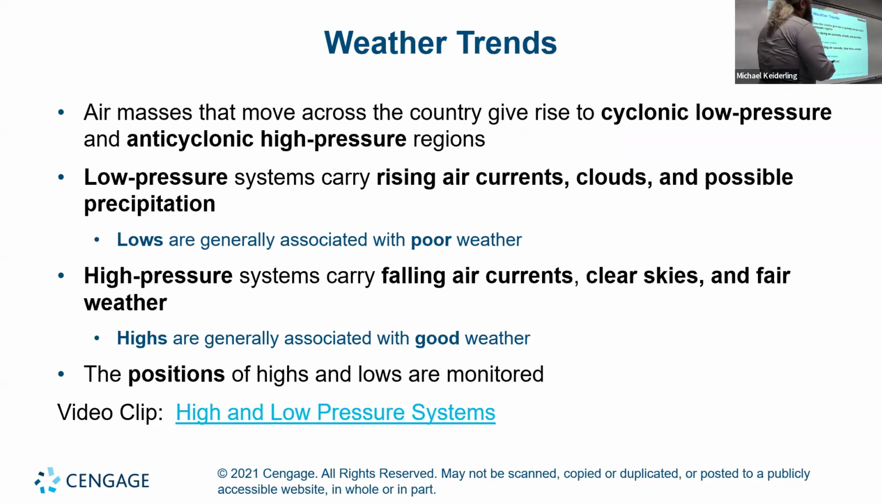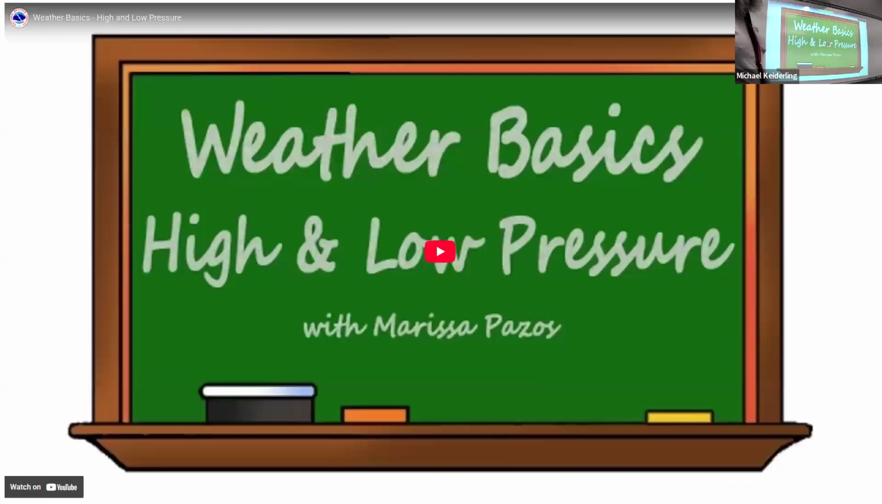So another thing that happens is you get changes in pressure. Air masses that move across the country will give rise to cyclonic low pressure and anticyclonic high pressure regions. Low pressure systems carry rising air currents, clouds, and possible precipitation. Low pressures are generally associated with poor weather. High pressure systems carry falling air currents, clear skies, and fair weather. Highs are generally associated with good weather. And the positions of highs and lows are monitored, and they're often marked with L's and H's on a weather map. So here is a short video about high and low pressure systems.